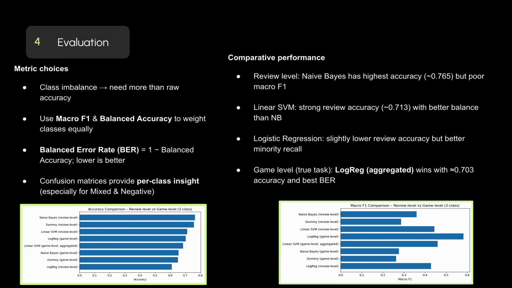So in terms of the review level, we kind of covered that already, but the game level, I wanted to go over that a bit more. At the game level, we have naive Bayes with an accuracy of 0.656, linear SVM with 0.686, and logistic regression being the best one at 0.703. And the balanced error rate, logistic regression has the lowest balanced error rate at 0.347, which I thought was relatively low, and a pretty good estimate of how well it was doing.